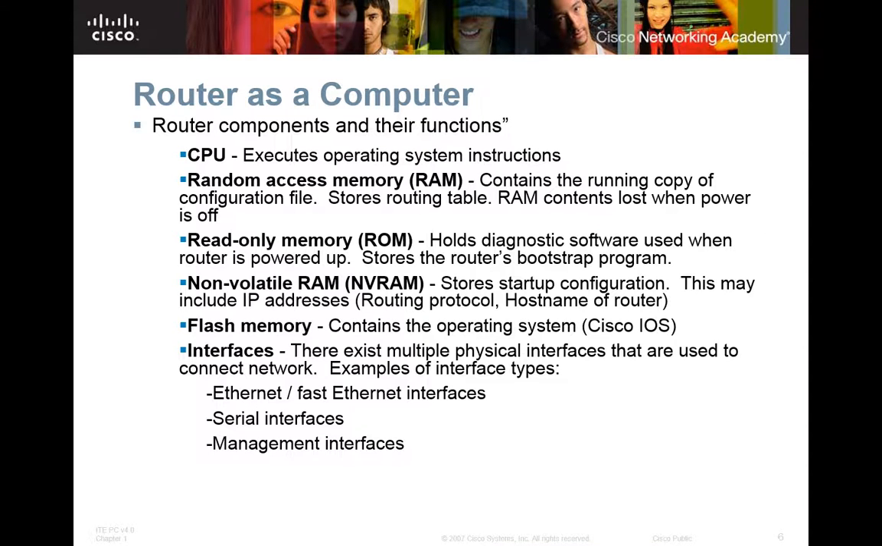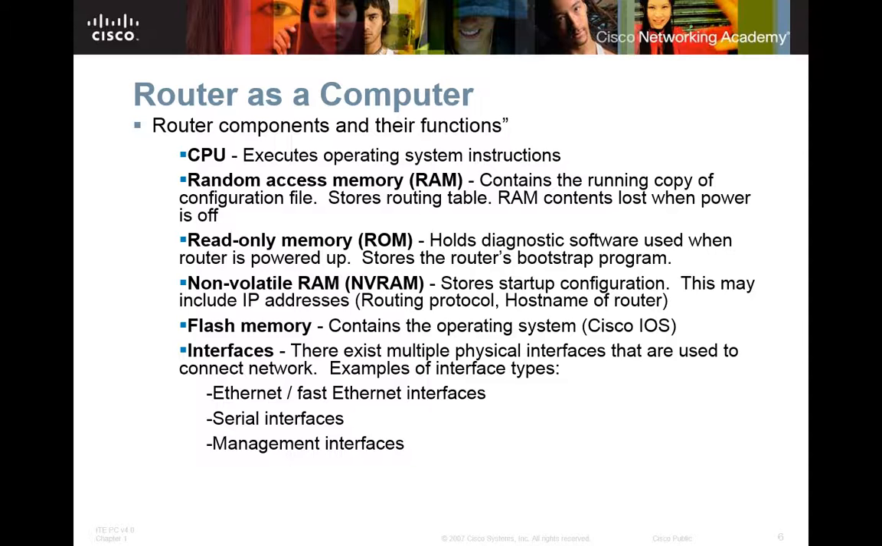A router acts like a computer in the following ways. It has a CPU. In other words, it has a central processing unit that will execute operating system instructions. You have the random access memory, which y'all are all familiar with, right? Y'all have all taken a micro hardware class. Random access memory: if your power goes out, you lose what's in RAM. Okay. ROM is the opposite. When the power goes out, it stays in there. Okay. It's read-only memory. It means it's programmable. You can't write to it like you can with RAM.